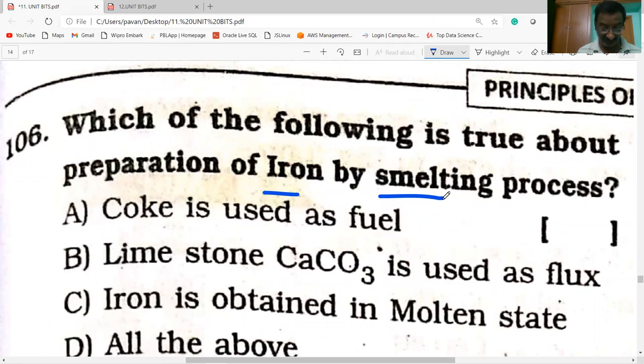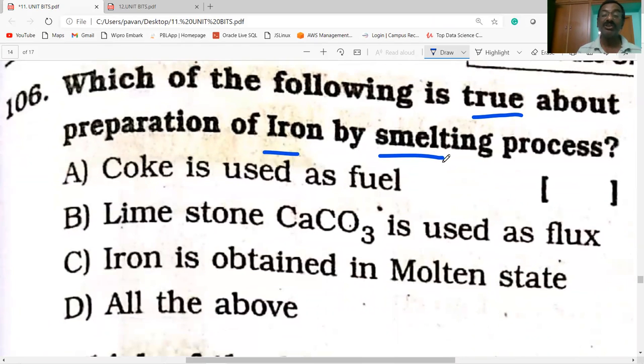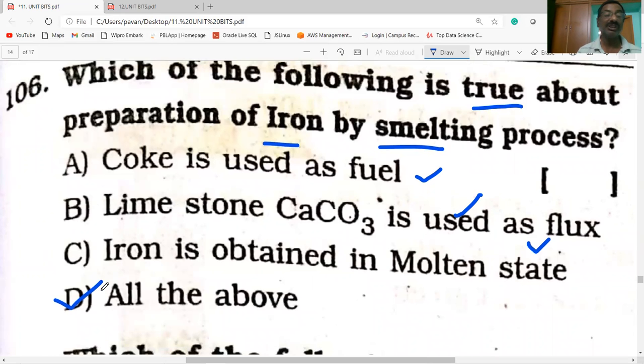Option D is correct. Which one of the following is true about preparation of iron from by smelting process? Iron smelting process theory lo true statements AV. Coke is used as a fuel. It is also correct. Limestone is used as a flux. Correct. Iron is obtained in molten state. All the above is correct one.